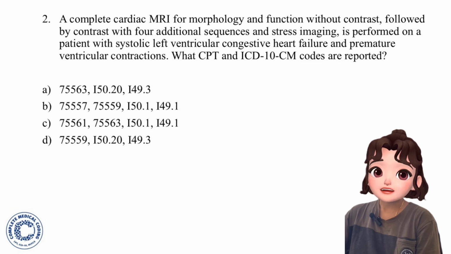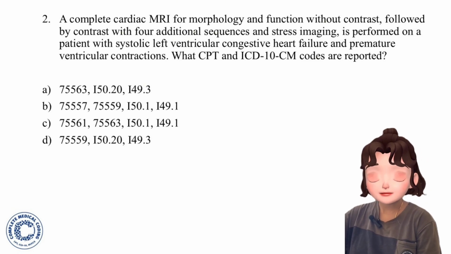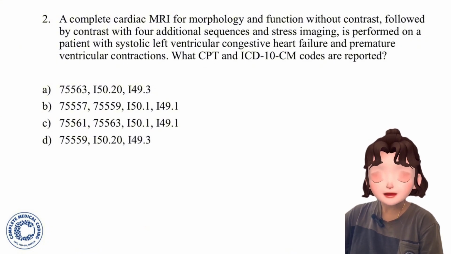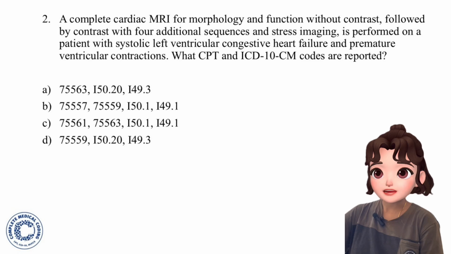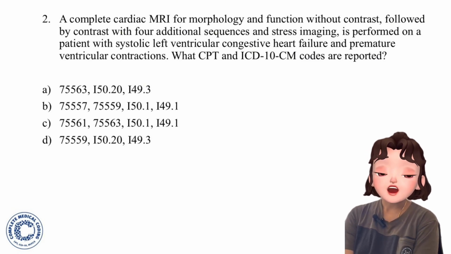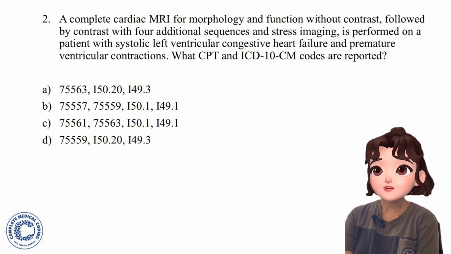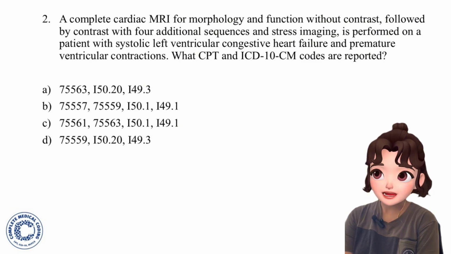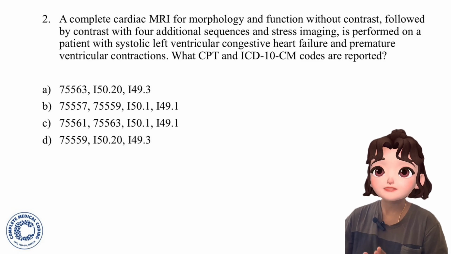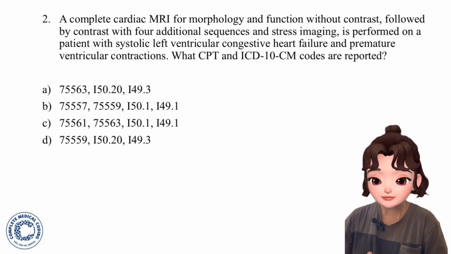So what is 75563? The first option. Go to the CPT book, 75563. Cardiac magnetic resonance imaging. Yes, this is cardiac MRI, for morphology and function without contrast followed by contrast material and further sequences with stress imaging. Is stress imaging mentioned here? Yes, it is mentioned, exactly as in the description in the question. Cardiac MRI for morphology and function without contrast followed by contrast with additional sequences.